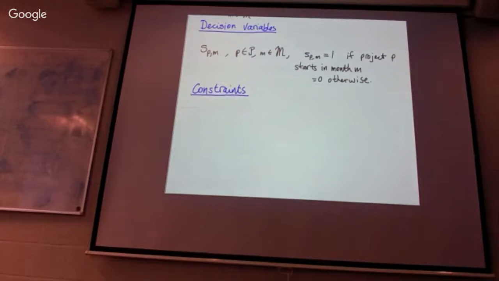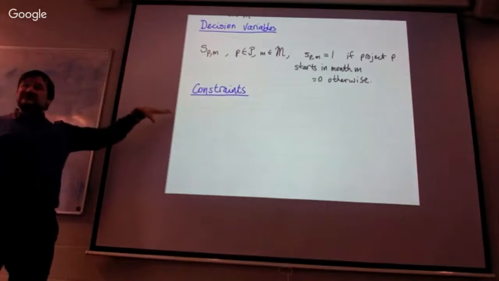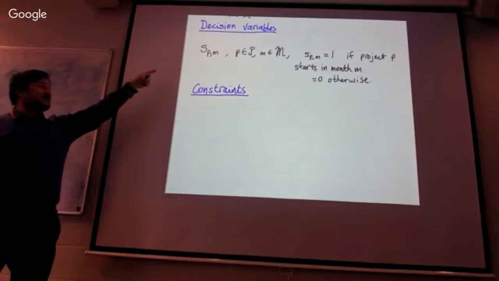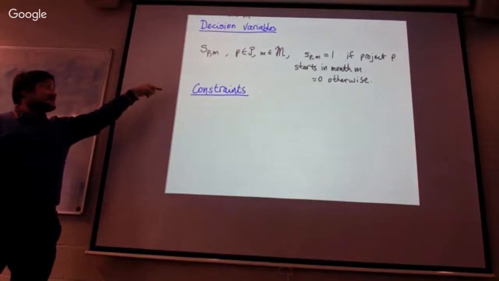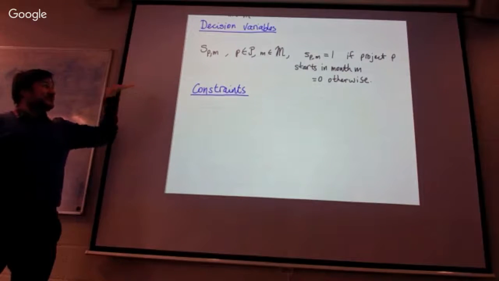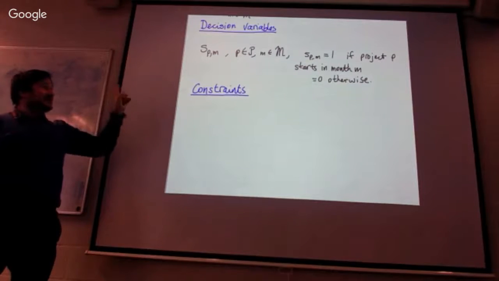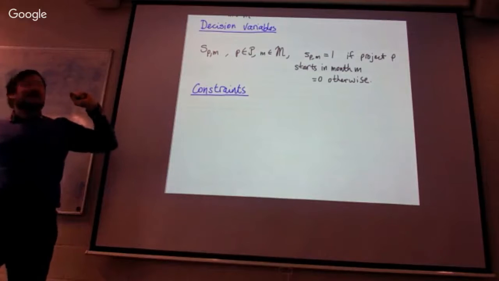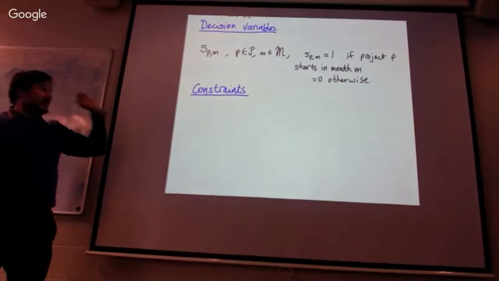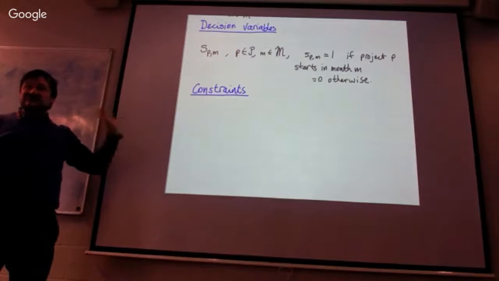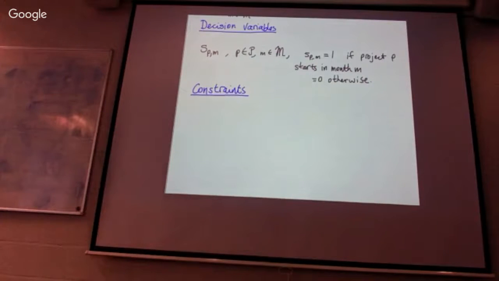Okay, so one of the sets or types of constraints that you have with decision variables like this is that you don't want too many of them to be 1, because for every project, you don't want to start the project several times. You can only start it once. So this will be one set of constraints, which says that you can only start each project once.